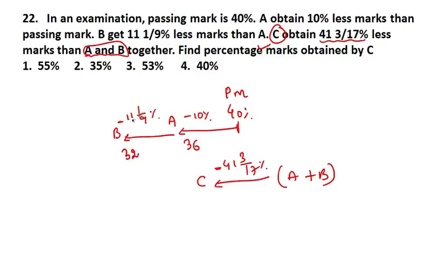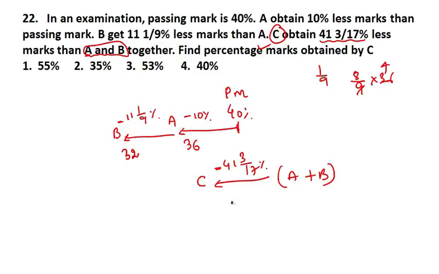Fine. Now I hope everyone knows what 11 1/9% is. Look guys, 11 1/9% in a fraction is 1/9. Now you have to decrease, so it will become 8/9 on 36. So 9 4s, then 8 4s are 32. I hope if you do not know this technique, then please see my video from the beginning, from part 1 itself. Now A got, look guys, 36%, B got 32%.